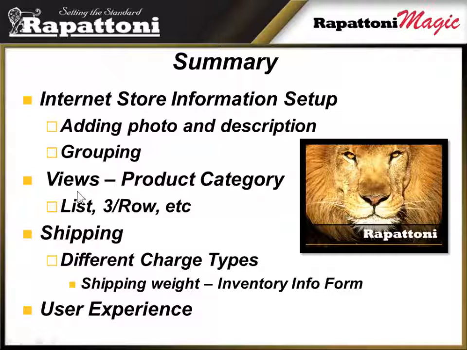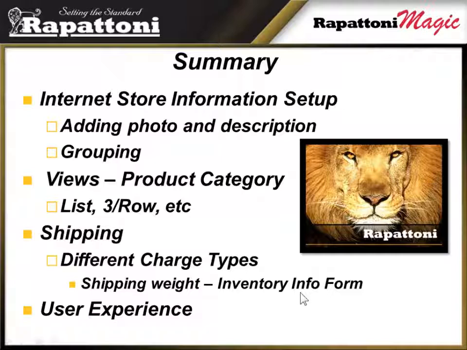We looked at views under product category, so we could decide how the members were going to see the items, whether it was going to be one long list or several per row. And Frank broke down the shipping parameters so that you can decide different ways to charge members depending on what type of shipping they wanted to use.